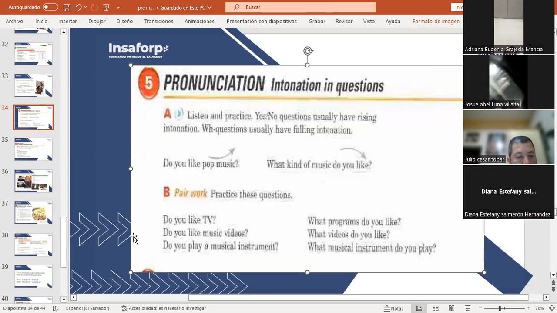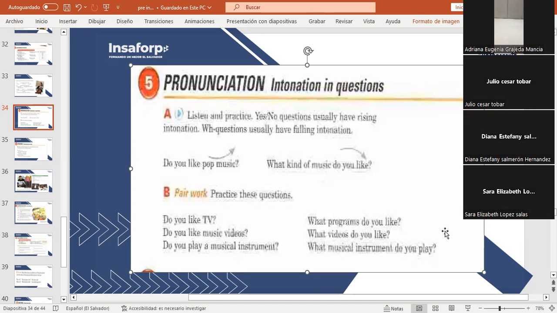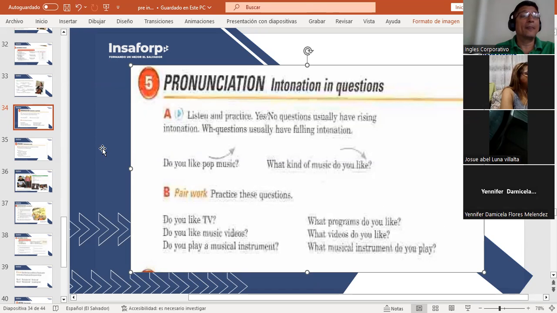Let's practice with this set of questions, rising and falling intonation. Listen to me. Do you like TV? Do you like music videos? Do you play a musical instrument? That was rising intonation. On the next set of questions, we have falling intonation. What programs do you like? What videos do you like? What musical instrument do you play? Do you see the difference? Yes, no, maybe, so-so, I don't understand.